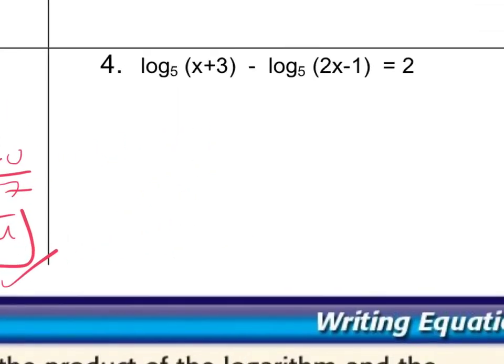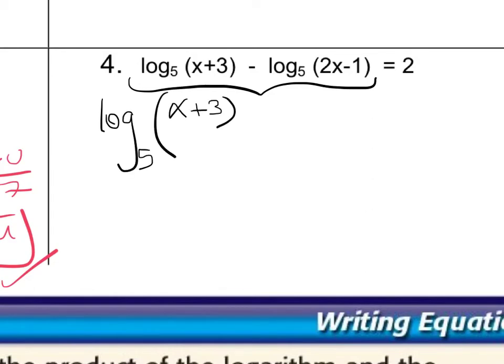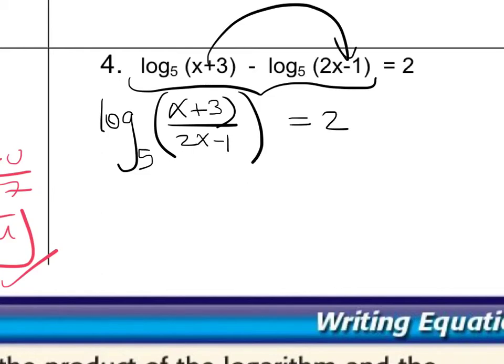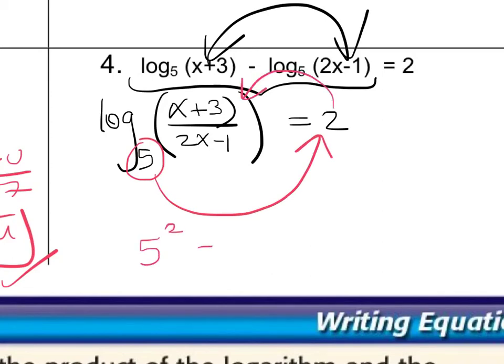Again, subtraction, so you need to combine those by dividing them. So (x plus 3) over (2x minus 1) is equal to 2. So you divide those two values. But look, there is no log on the other side. So remember, the circle thing, you change it to exponential. So it means 5 to the power 2 is equal to (x plus 3) over (2x minus 1). So this is the only thing you need to check.